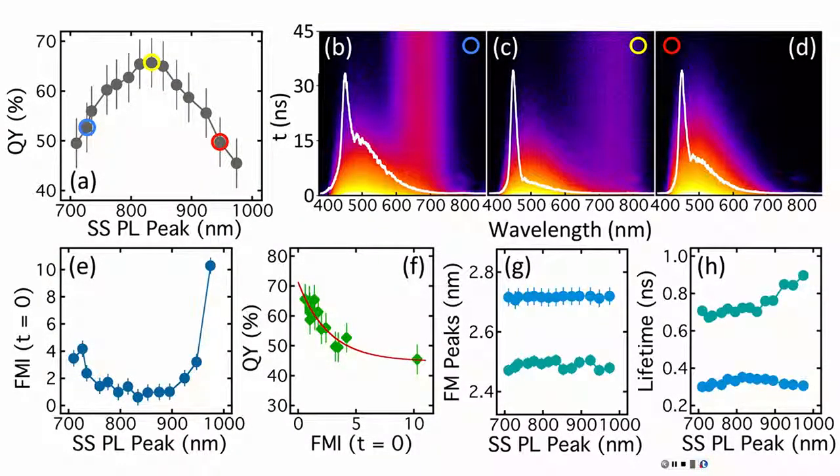You actually see multiple decays before you get to the microsecond slow decay. This dominates the area under this curve. This is a log scale. So this emission, because it's so fast, makes no contribution to the steady-state PL.